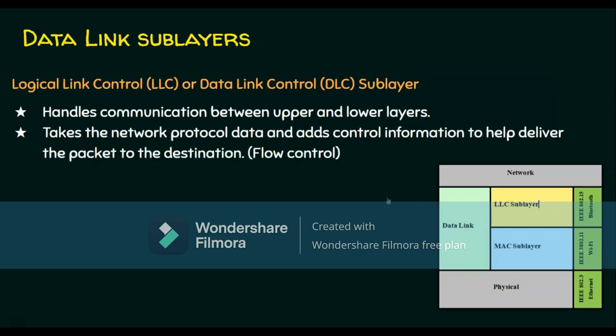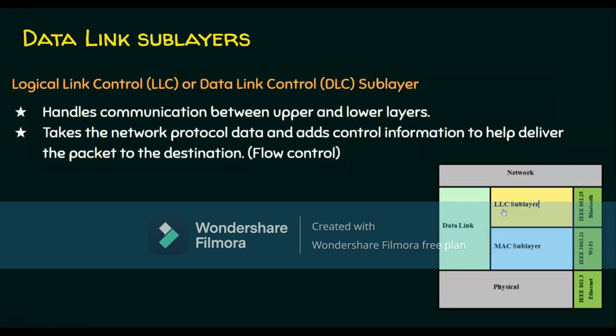The role is, it takes the network protocol data and adds control information to help deliver the packet to the destination. So this is the layer that deals with the network protocol data. Whatever it receives from the network layer, the control information is added by the logical link control, because we know one of the services of the data link layer is flow control. So to do flow control, control information is needed. So this is the layer that deals with the flow control aspects. So that's it about the logical link control sublayer or the data link control sublayer.